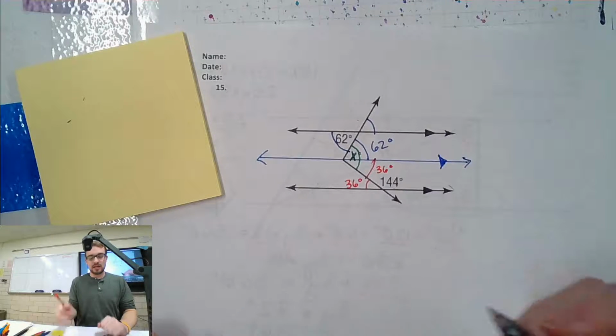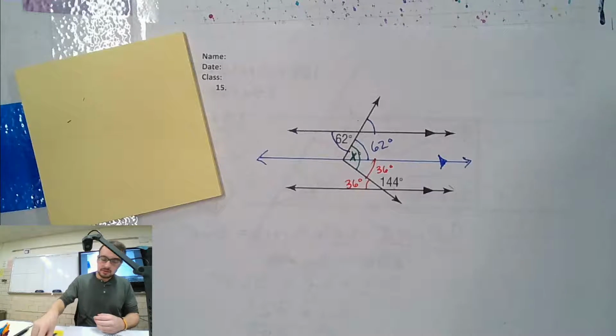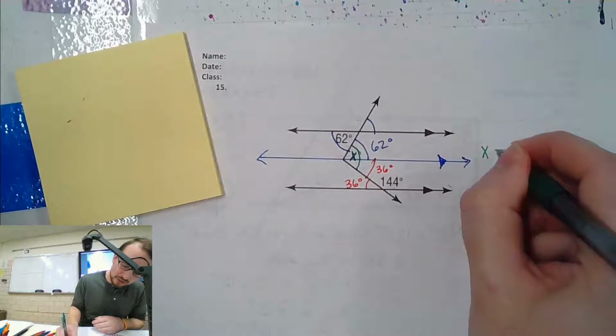So if he's 36, the red part's 36. X is the red and the blue put together. I should have made it purple. So X is going to be 62 and 36 put together.